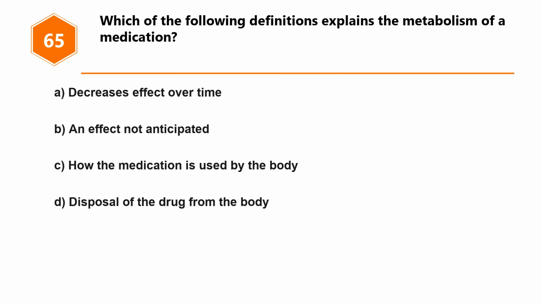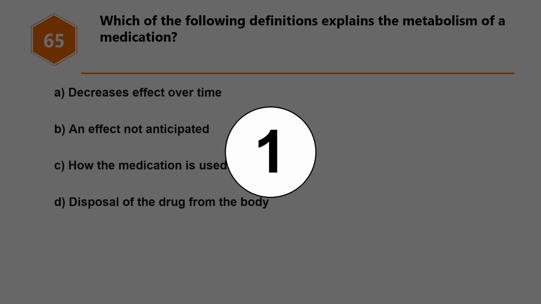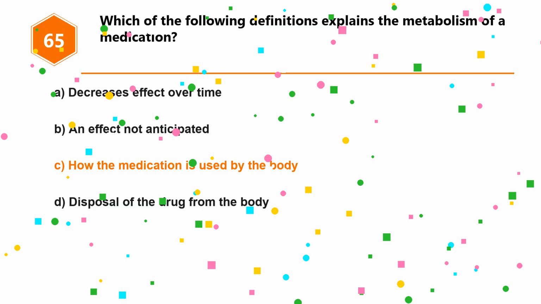Question 65. Which of the following definitions explains the metabolism of a medication? Option A, decreases effect over time. Option B, an effect not anticipated. Option C, how the medication is used by the body. Option D, disposal of the drug from the body. The correct answer is option C, how the medication is used by the body.